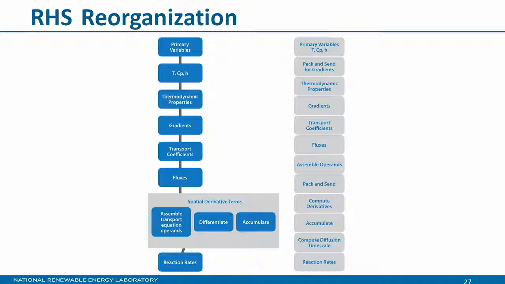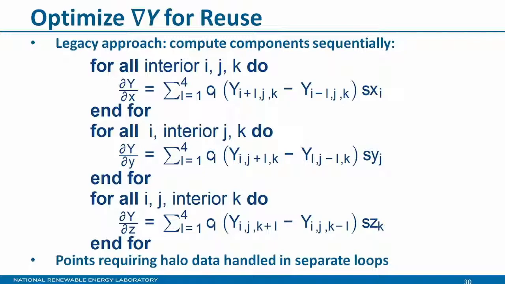The reason that's interesting is because in the overall flow of the code, we now have two main regions. At the beginning of the time step loop, we go through this process where we pack and send the halos for the gradients, and then we go do the thermodynamic properties. So we go away and do something entirely unrelated, and then when it comes time to use that halo, we come back and do it all at once. And then again later on, down here, we assemble the operands, pack and send, and compute the derivatives. All this being blocked up gives us an opportunity to move the reaction rates between the communication events and when that data is used. We found that to be very effective at hiding communication, both inter-node and between the node and the GPU.